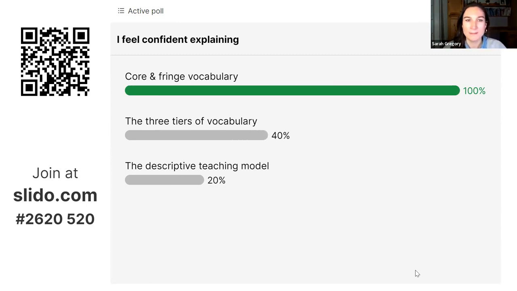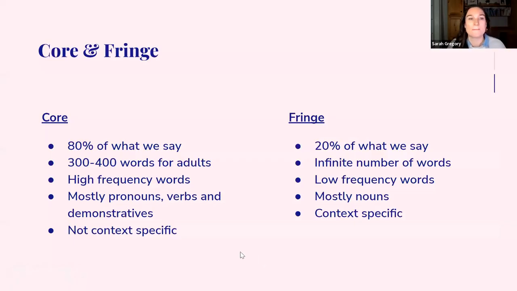Give it a minute to come in. Six people. And this is one of 3 Slido interactions, so if you have it pulled up, you'll be ready for the next ones. So pretty much everybody, 100%, we know core and fringe. Perfect. Tiers of vocabulary we can talk a bit about. And then definitely we're going to dive into descriptive teaching. At the beginning, I'll go over these foundations, and then all my examples will integrate descriptive teaching. So hopefully you'll leave feeling pretty confident in what that is and what that might look like.